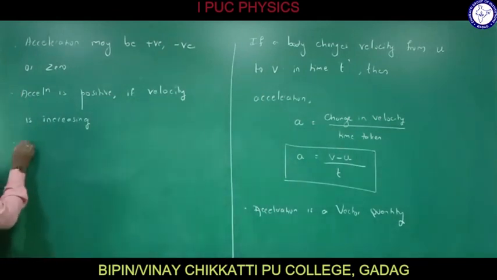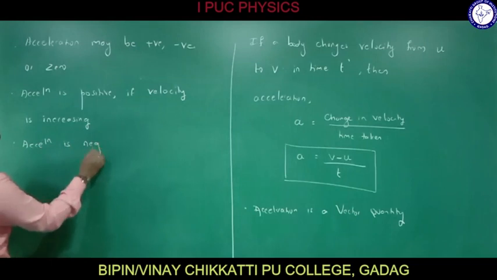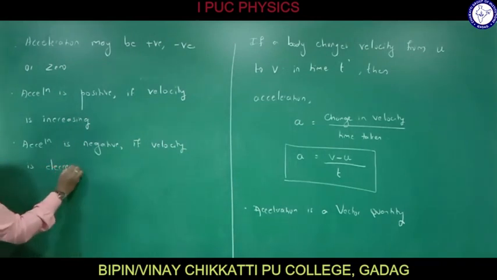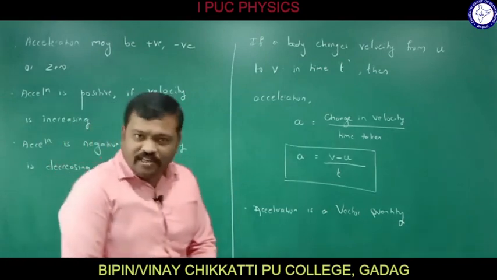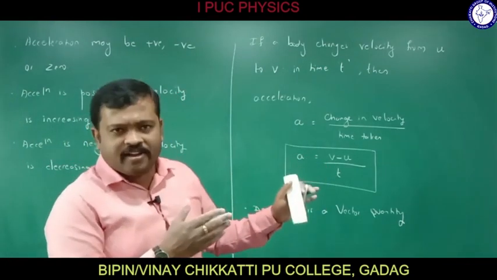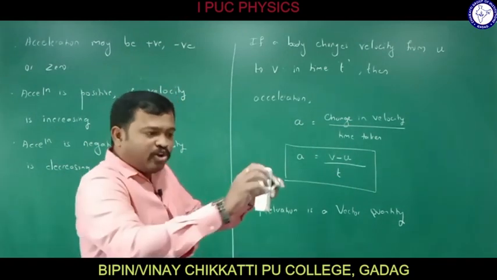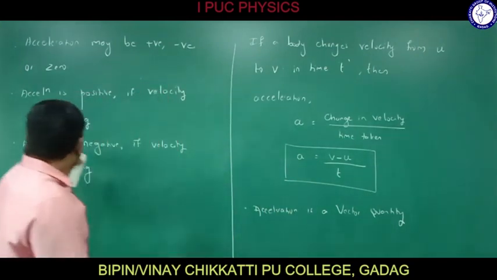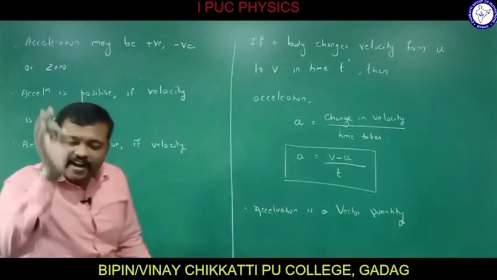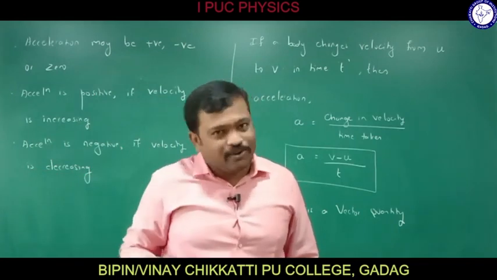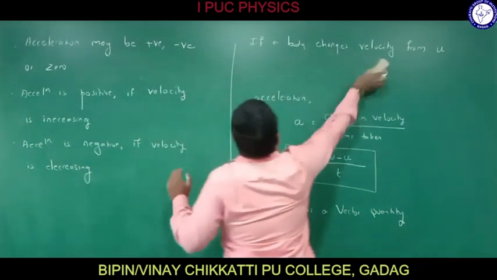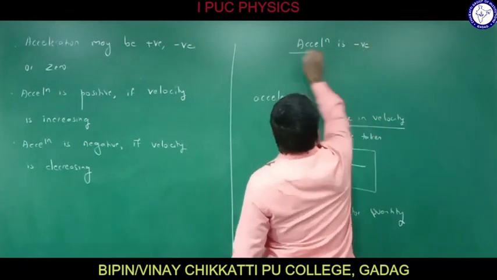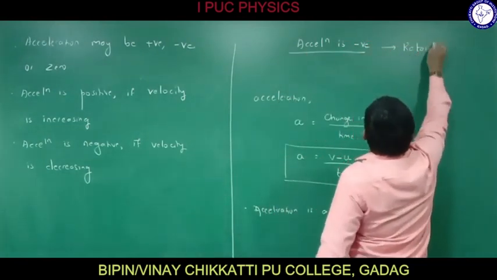Acceleration is negative, why? When is it negative? Acceleration is negative if velocity is decreasing. If you want to stop the vehicle, moving at high speed, and there is a sudden road break, you decrease the velocity. That acceleration is called negative acceleration, because velocity is decreasing, and negative acceleration is also called retardation. Do you understand this word? Retardation is negative acceleration. If acceleration is negative, it is also called retardation.